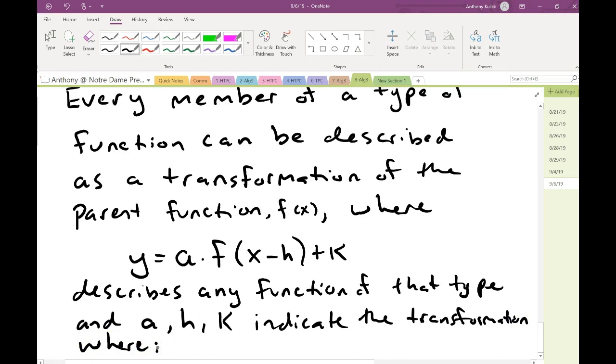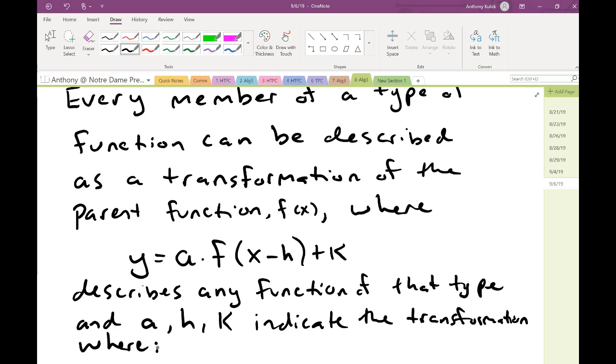So we can say that every member of a type of function can be described as a transformation of the parent function. We'll recall f of x in this definition as the parent function. So we can write any function in that type as y equals a times f of x minus h plus k. And those a, h, and k are going to indicate to us what kind of transformation is going on.